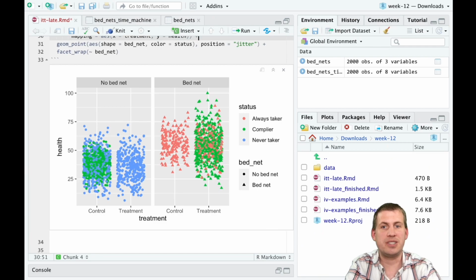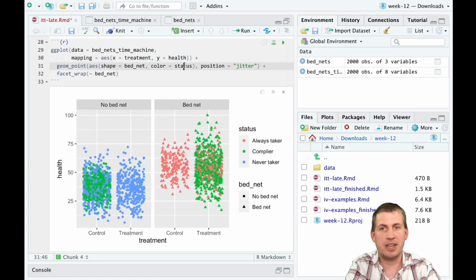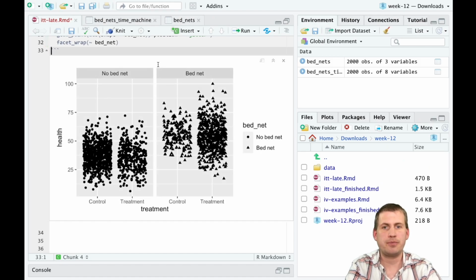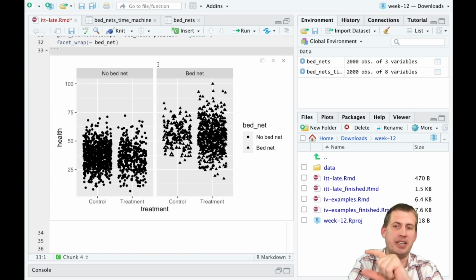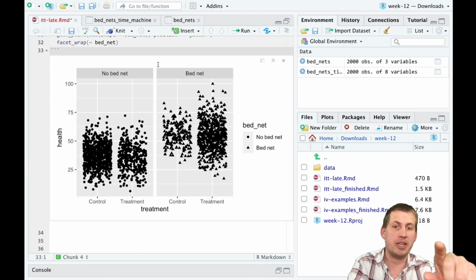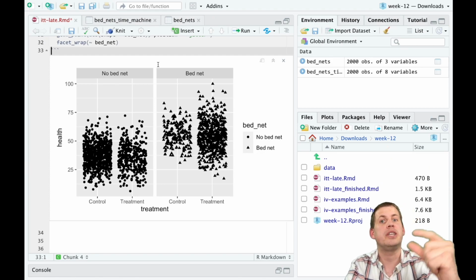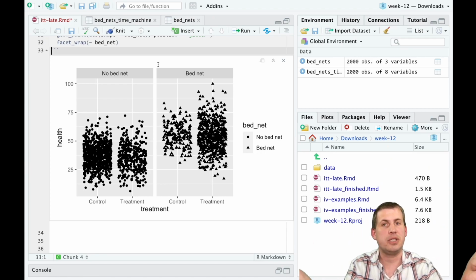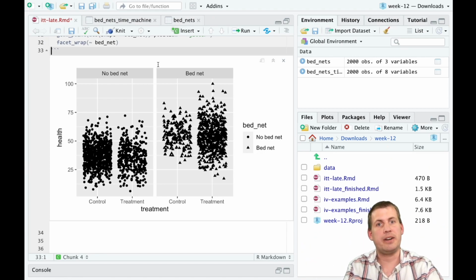And so what we see in real life, if we take away this color equals status thing, this is what we see in real life. And so what we want to be able to do is somehow extract the compliers from the control group who didn't use the bednet, and extract the compliers from the treatment group who did use the bednet. And if we can compare their outcomes, that's going to be our complier average causal effect. But that's hard to do.